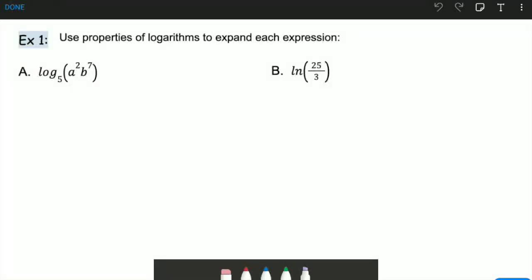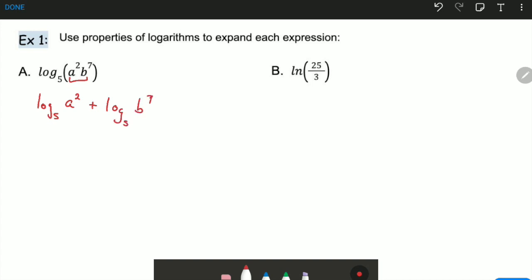In this example, we're going to be using properties of logarithms to expand each expression. So in A here, we have log base 5 of, in parentheses, a squared times b squared. Because these two expressions are connected by multiplication, if we want to expand it, we will expand it into two logarithms, separating the logarithms by addition, according to the product property of logarithms.